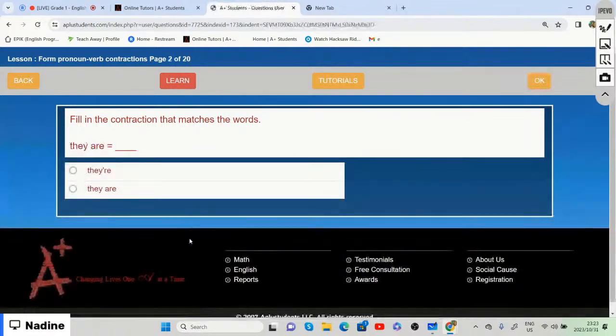So we need to fill in the contraction that matches the words. They are. Remember, we said that the first word stays the same. They are. We need to write down the contraction of they are. Is it the first one, which is there, or basically they are?